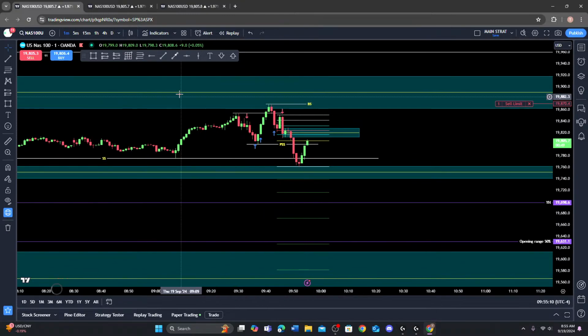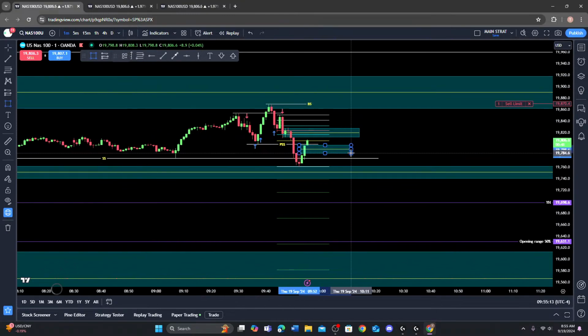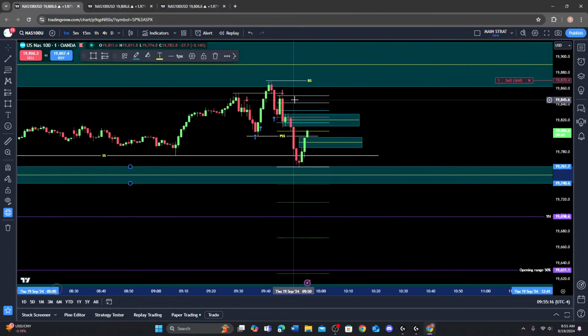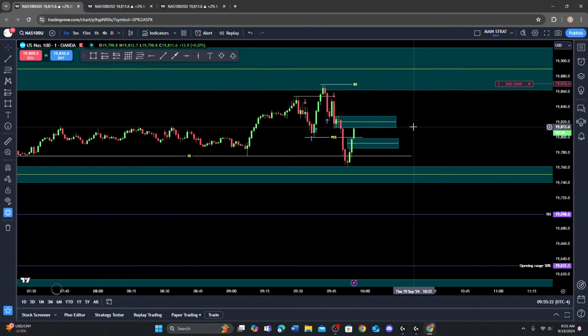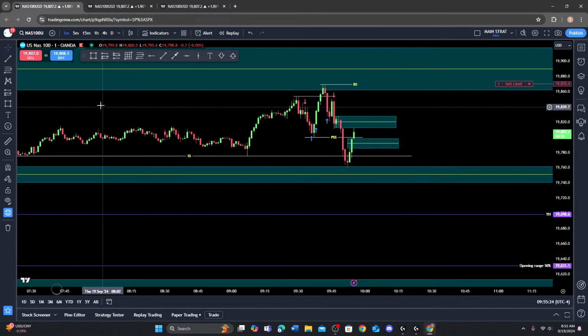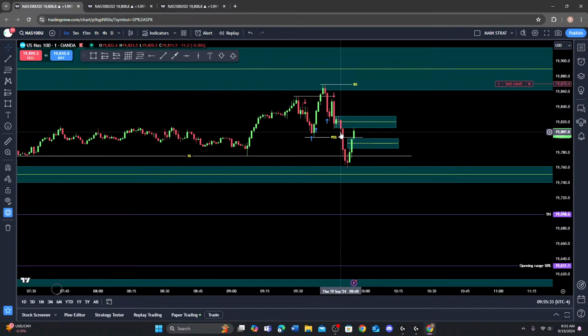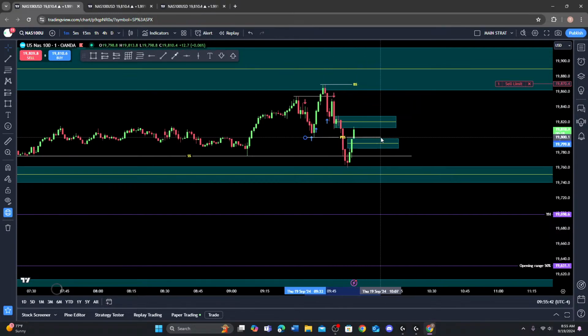Made a fair value gap here. We closed above this fair value gap here. We might form a fair value gap on this PSS, previous sell side.